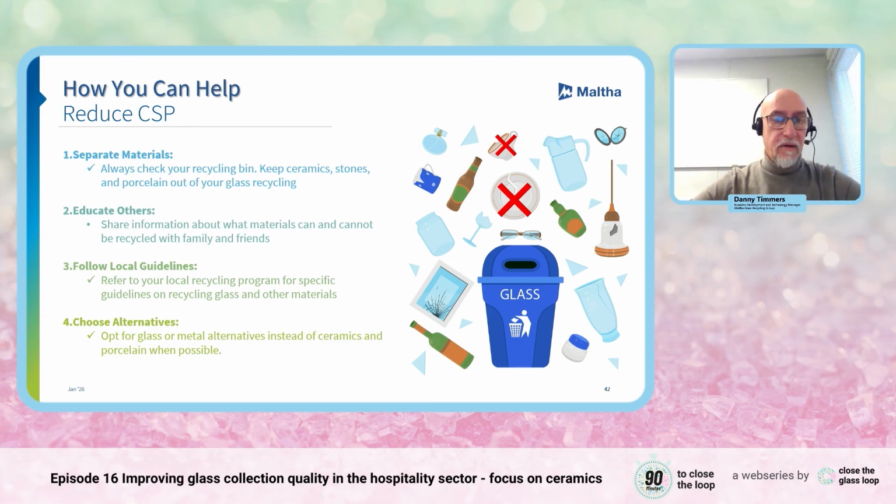So follow the local guidelines. Also, when you go to a glass bin or an area where there is waste collection, there is some kind of pictogram where you can see what you can throw in and what you can't throw in. Please follow those guidelines. And then, last but not least, choose alternatives and not ceramics. I always say if you have an option, always go for glass. That's always the best choice.